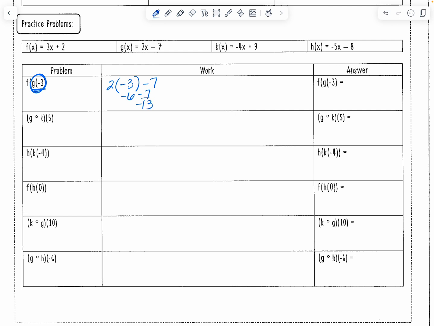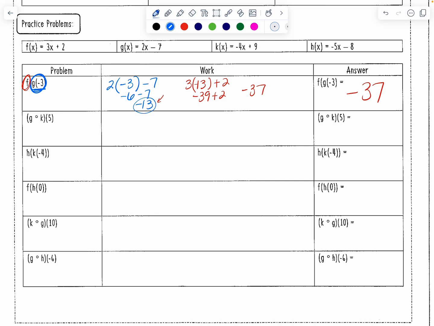Now I'm going to take this negative 13 and plug it into the next function that's listed, and that's the f function. When I look up here, I'm looking for the f function. Here's the f function. So I'm going to plug this negative 13 into the f function. So 3, instead of x, I put negative 13, and then plus 2. So 3 times negative 13 is negative 39. Plus 2 gives me negative 37. All right, let's look at our next one.